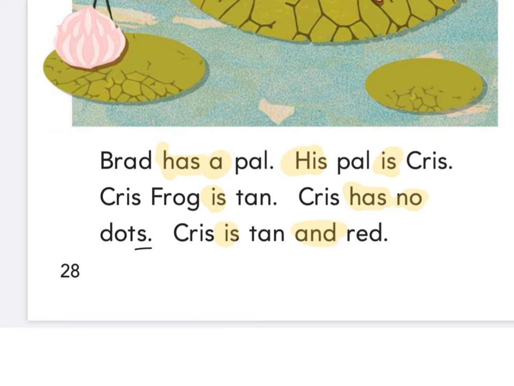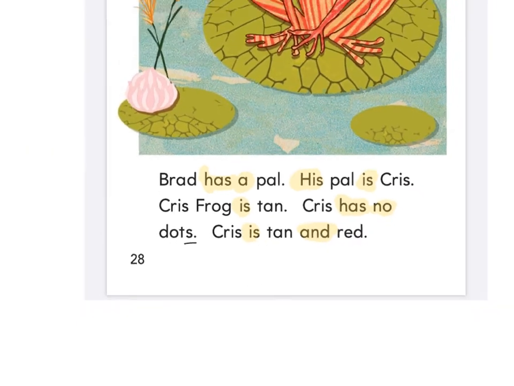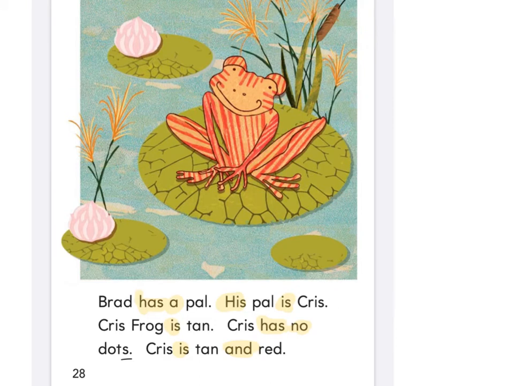Cris frog is tan. Cris has no dots. Cris is tan and red. So he doesn't have dots. What does he have? Stripes. And his bottom color is tan. What color is his stripes? Red. Let's give him a label. His name is Cris. Capital C R I S. That's Cris.